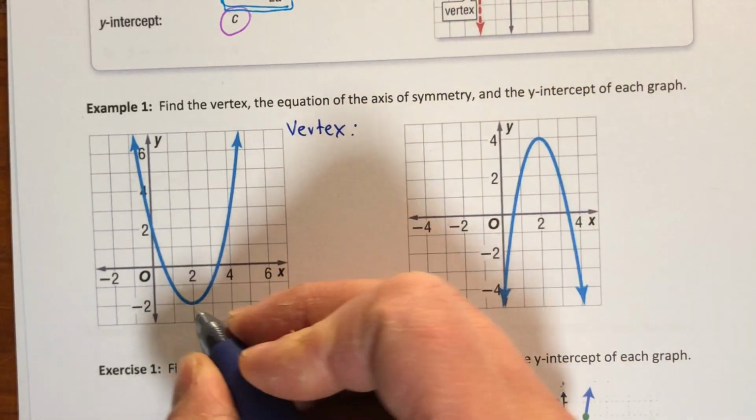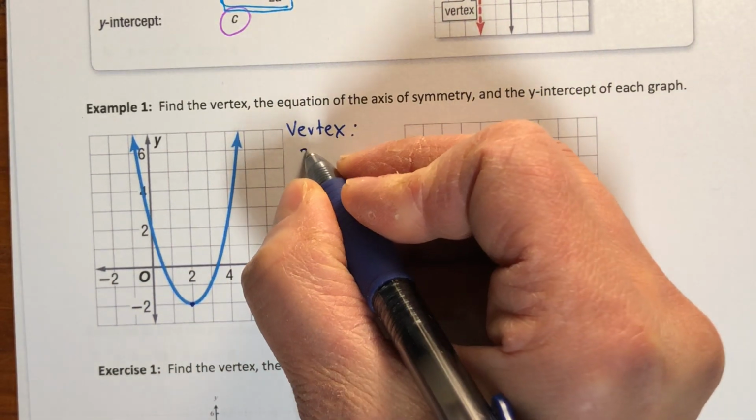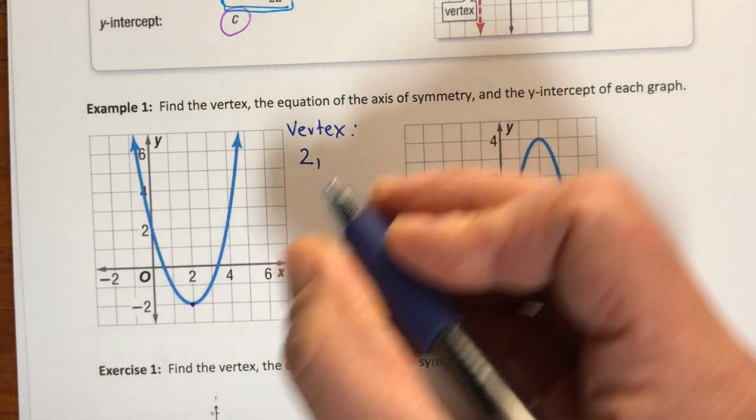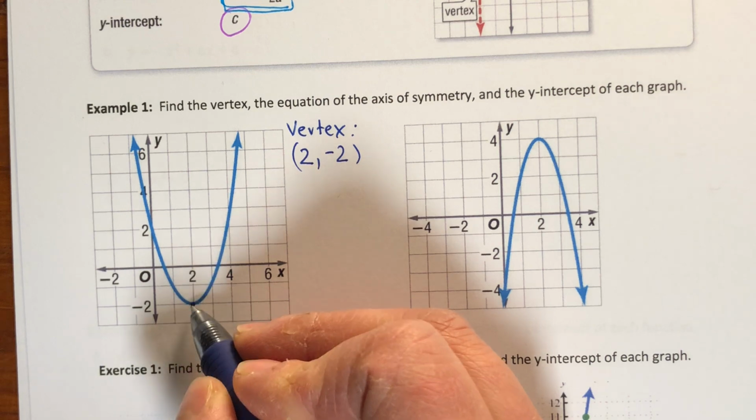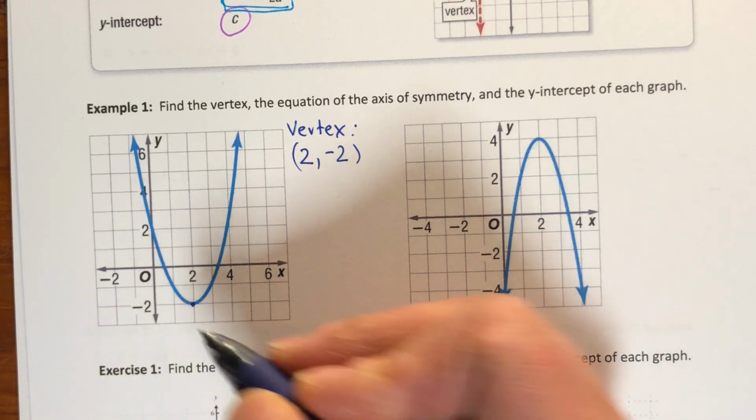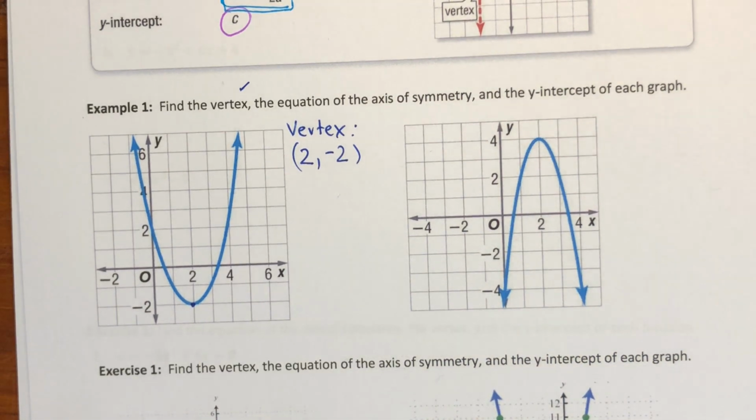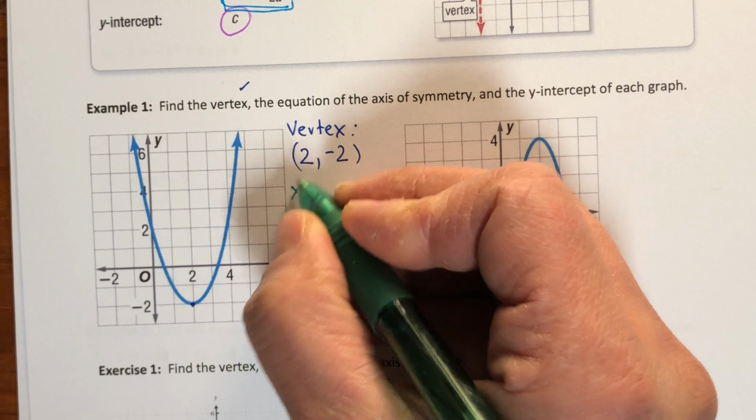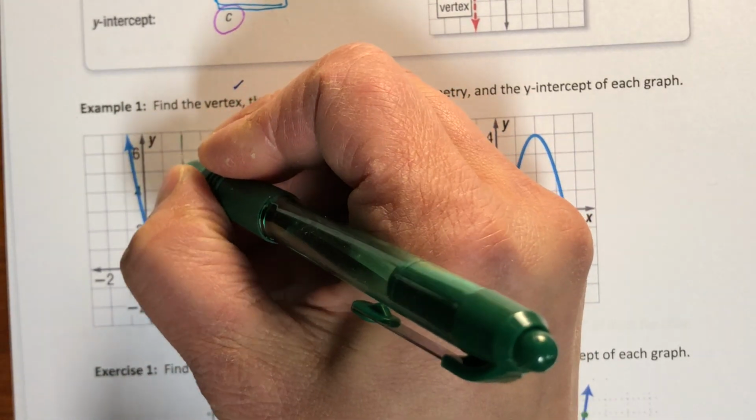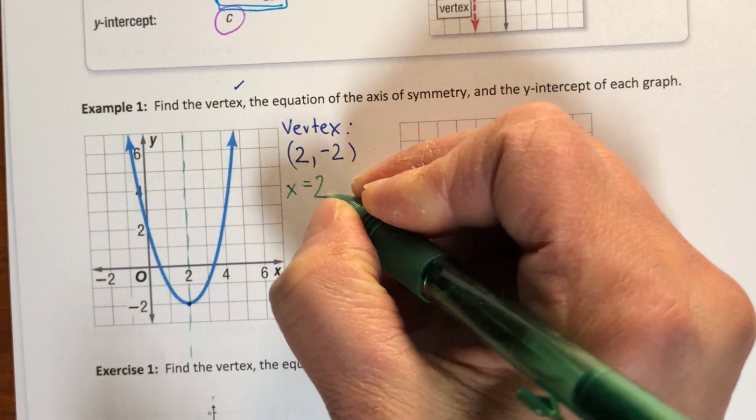So our vertex has coordinate, first make sure you say the x value, that's 2, and then the y value is negative 2. Always remember, you run before you jump, or in this case dive. We found the vertex. The equation of axis of symmetry, remember that is always the x value. Here's our axis of symmetry. So x is equivalent to 2.